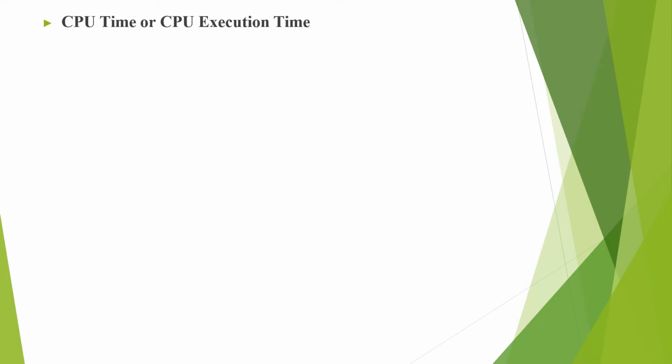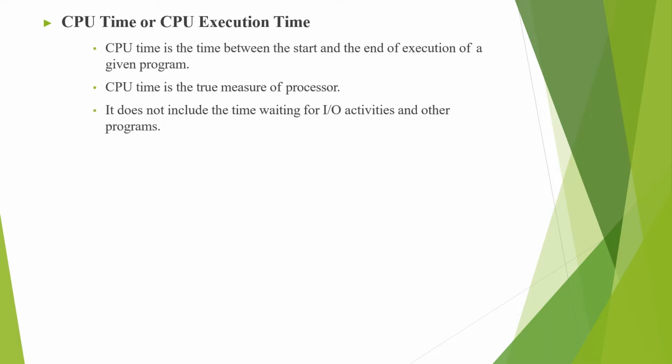Under that, the first terminology will be CPU time, or we'll call it CPU execution time. So what is the CPU time or execution time? The CPU time is the time between the start and the end of the execution of the given program. This is the time in which the processor is active. Response time is the time required to complete the given task, and that time includes all CPU activities, IO activity, and memory activity. That is called response time.